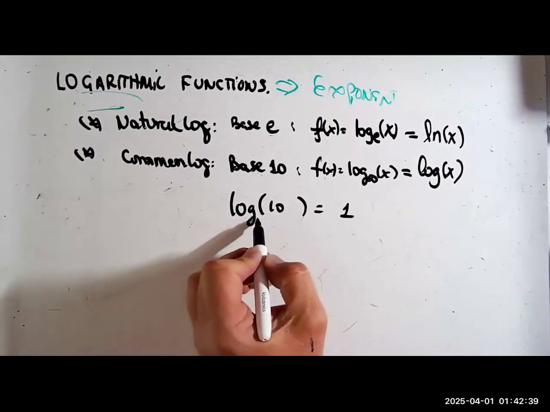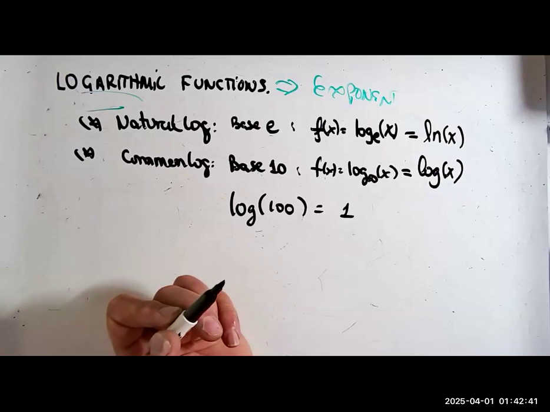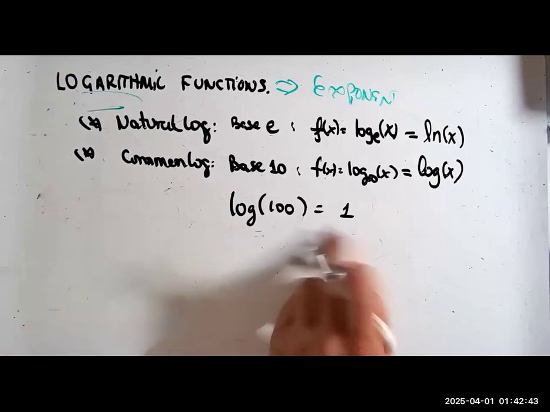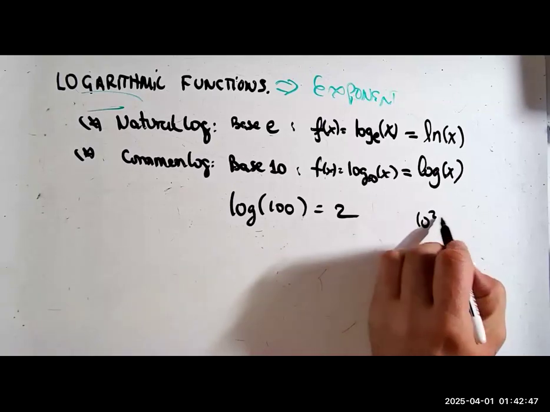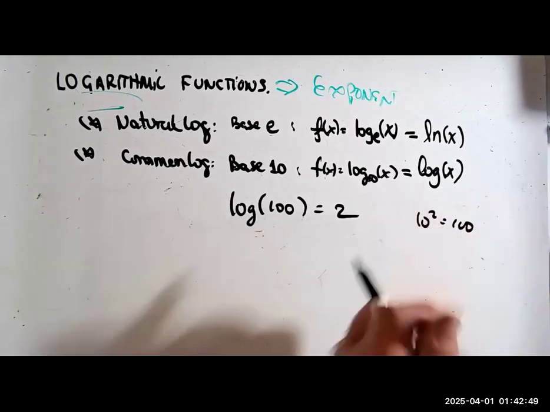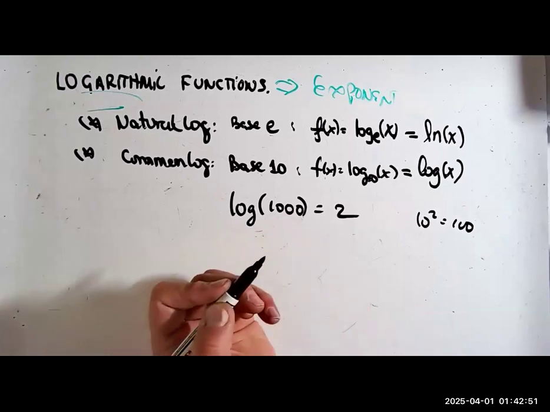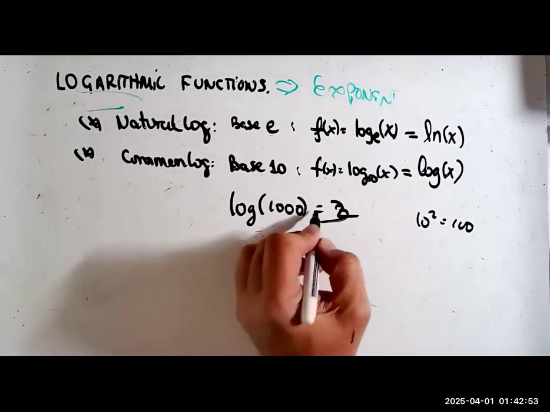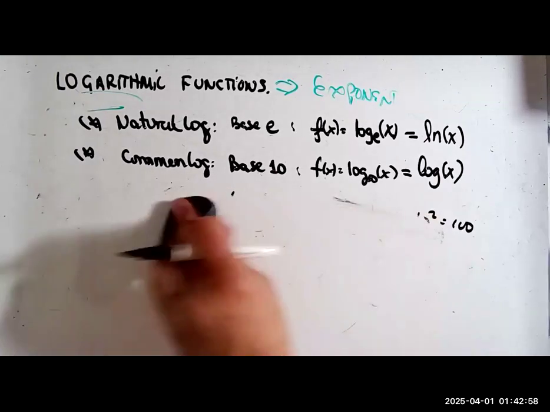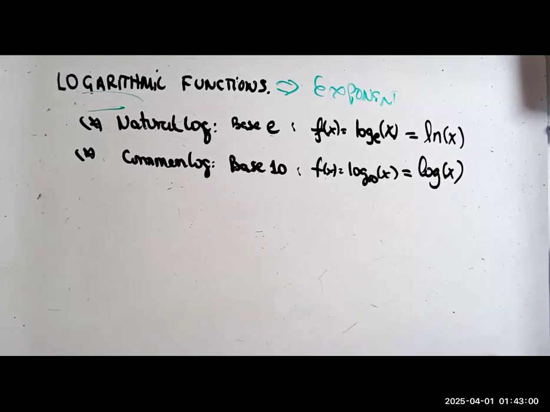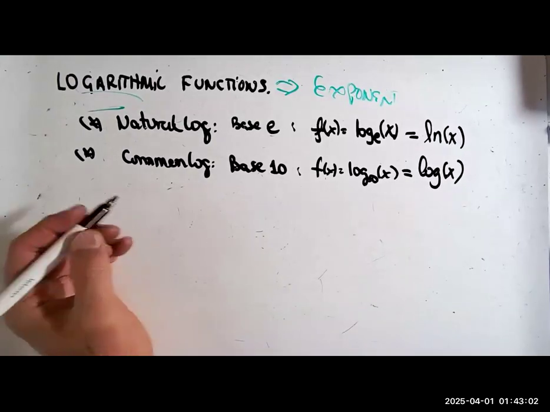So I ask, what is log of 100? 10 to what number equals 100? The answer will be, of course, 2. 10 to the 2 is 100. 1,000 will be 3. 100,000 will be 4, etc., right? So that's it.